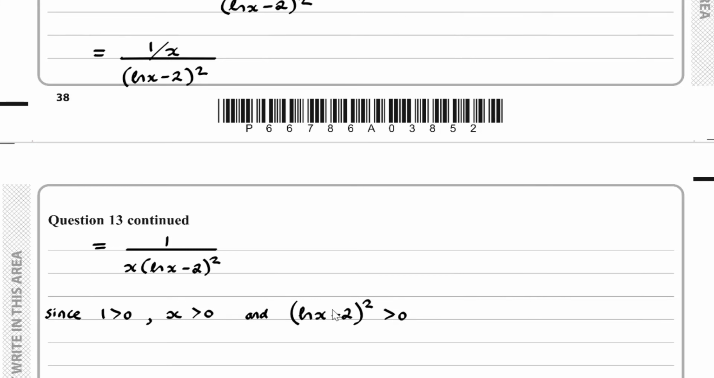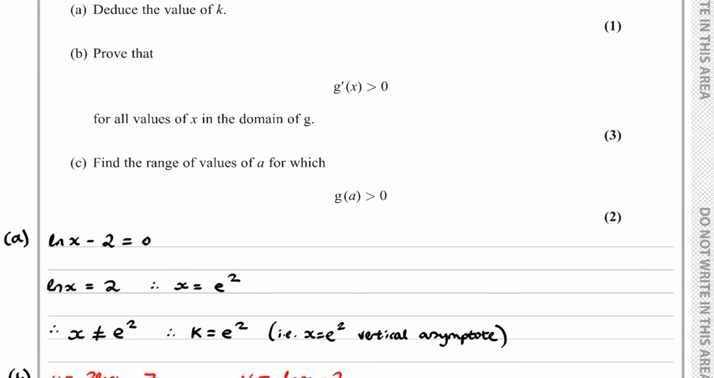Now at this point you probably think, why is it not equal as well? The reason for that, if it was equal to 0, we'd be dividing by 0. And because all the terms are greater than 0, we can therefore conclude g dash of x is greater than 0. Part C of the question, we have to find the range of values of a for which g of a is greater than 0.